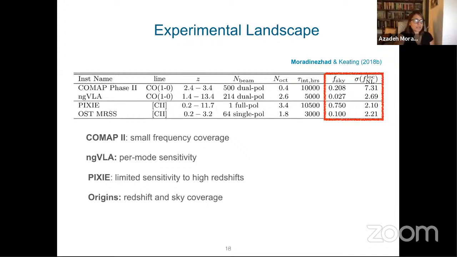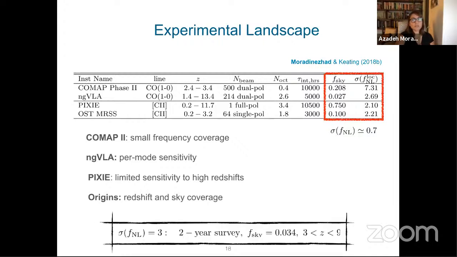On the C2 side, PIXI has limited sensitivity at high redshifts, while Origin has limited redshift and sky coverage. So that means that none of these is actually able to go below sigma FNL of 2 in the ideal case. But the point is that once you understand the characteristics you need to improve, in principle, with something like Origin, if you can have larger sky coverage and redshift coverage, you are able to go to FNL below 1.